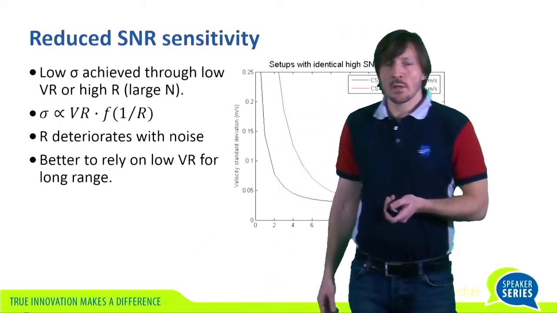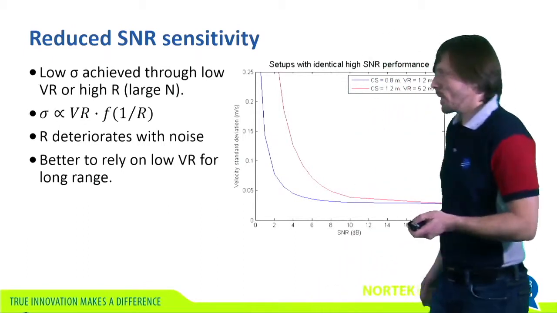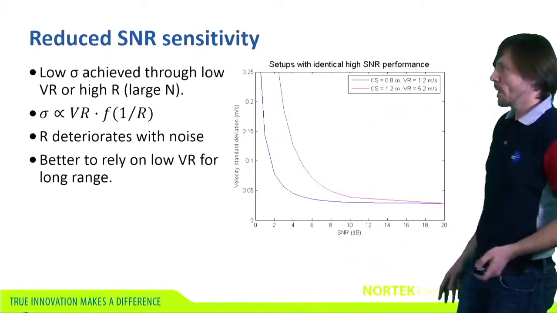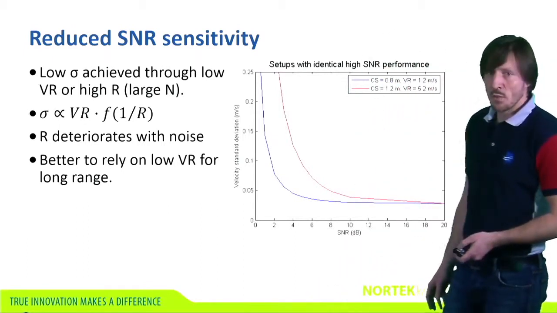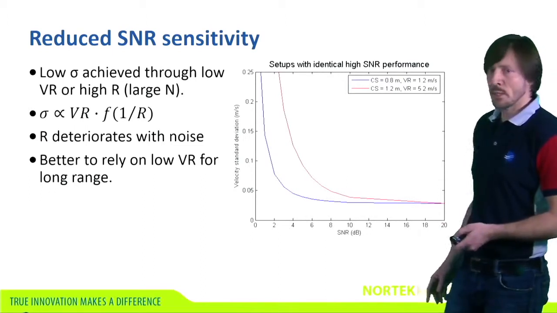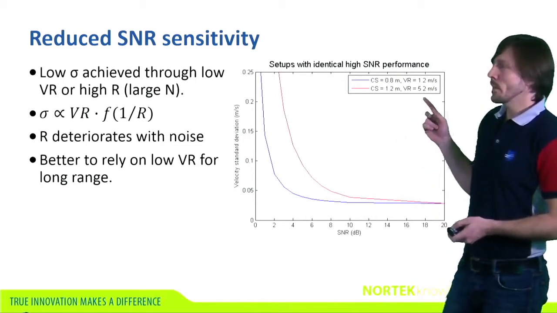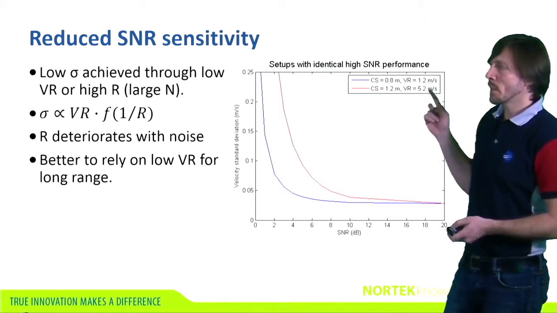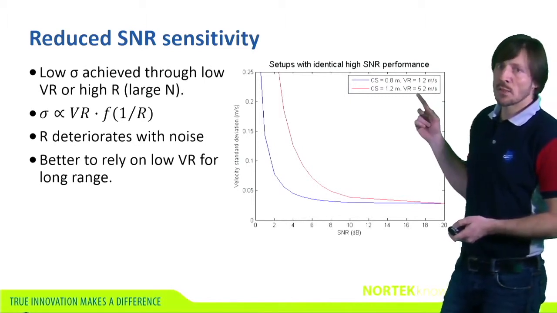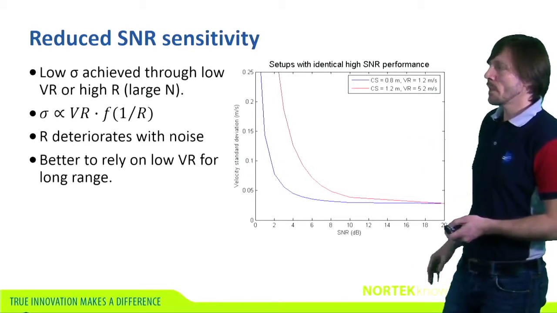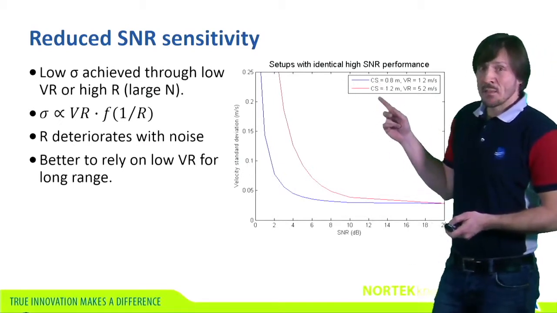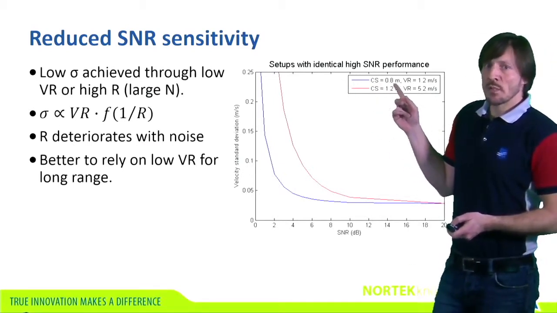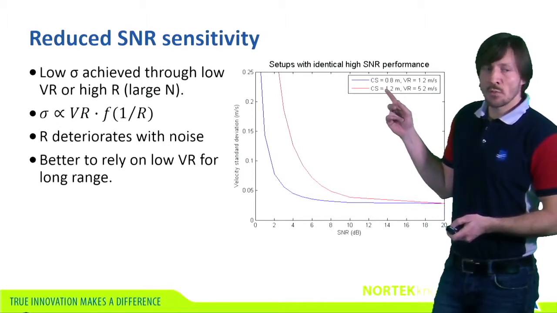So I've calculated an example here to illustrate this. This is again for a Signature 1000. I have two setups. The blue line is for a very low velocity range of 1.2 meters per second. The red line is for a high velocity range of 5.2 meters per second. The cell size is in both cases around 1 meter. This one's 0.8 and this was 1.2 meters.